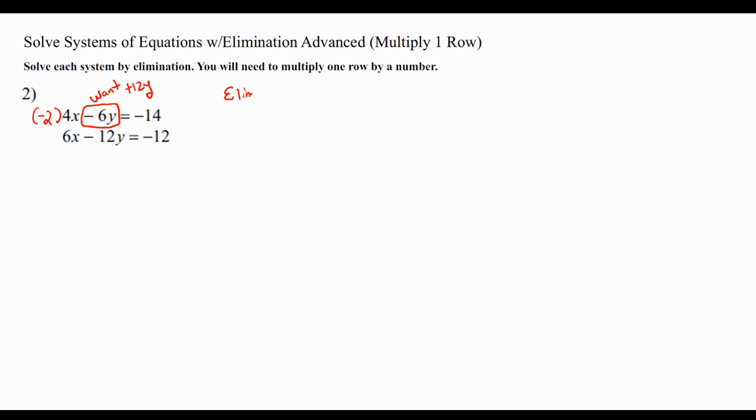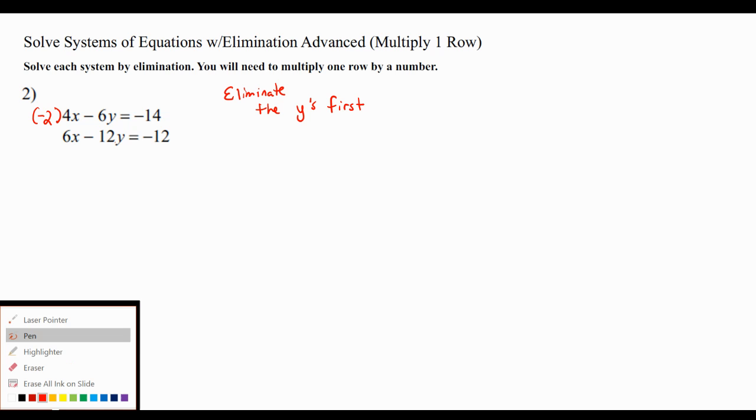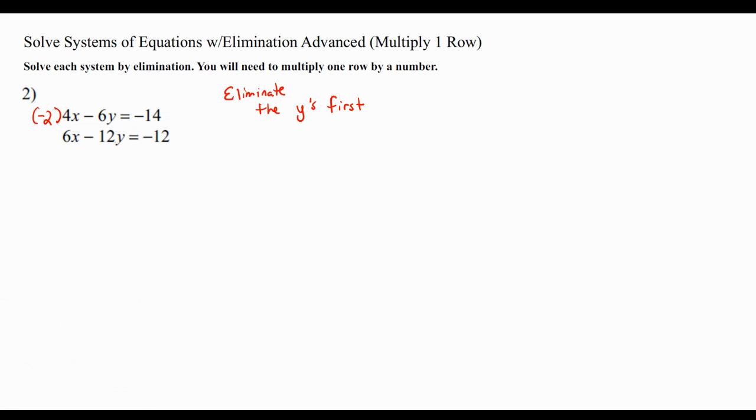So we're going to eliminate the y's first. And this is the only method that you can choose to do, because you would have had to multiply both top and bottom in order to get rid of x's. So there's no alternative method here. So if we're going to multiply by a -2, we have to multiply everything by -2.